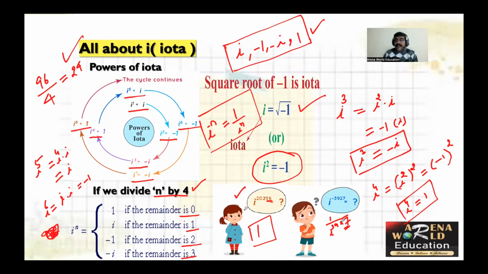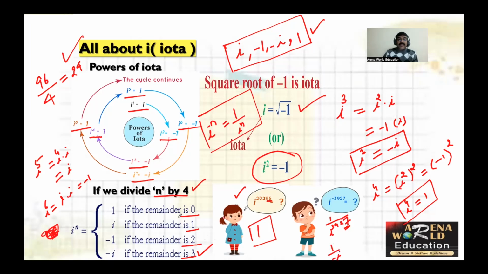We will divide this exponent 3,927 by 4. So we will consider the last two digits, 27. If we divide 27 by 4, the remainder is what? The remainder will be 3. It means iota raised to power 3927 is equal to what? Minus iota. So this will be equal to 1 upon minus iota.